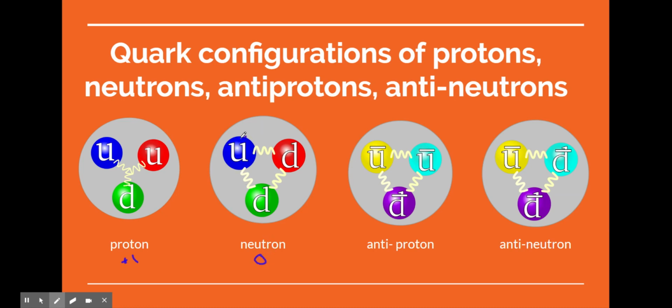So yeah, take a look at what happens. We have positive 2/3 because of this up. We have negative 1/3 because of this down. We have negative 1/3 because of this down. Overall charge, 0.